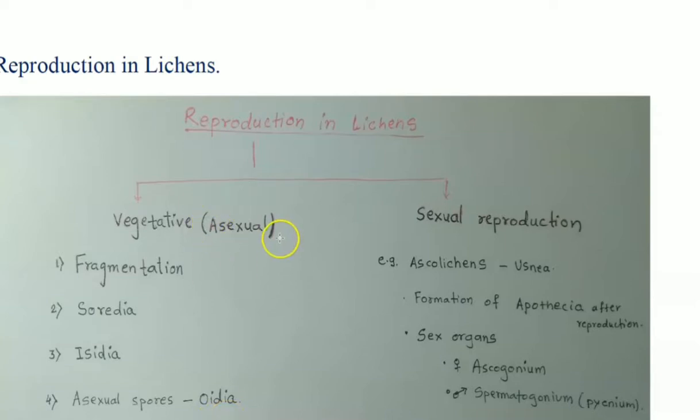These are the four ways by which lichens reproduce asexually, while there is another type, sexual reproduction, in which there is formation of ascolichens. In ascolichens, for example Usnea, there is formation of apothecia after reproduction, and the sex organs are ascogonium and spermatogonium. These sex organs are formed in sexual reproduction and are absent in asexual reproduction.